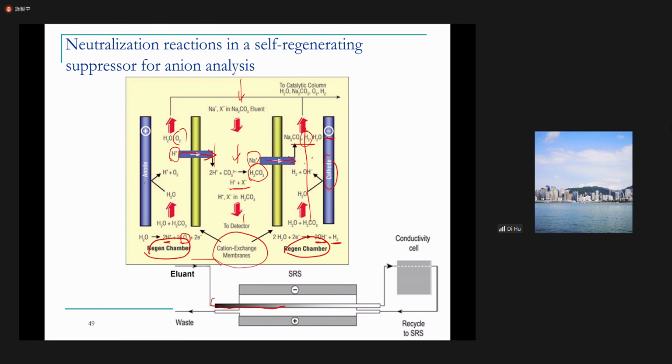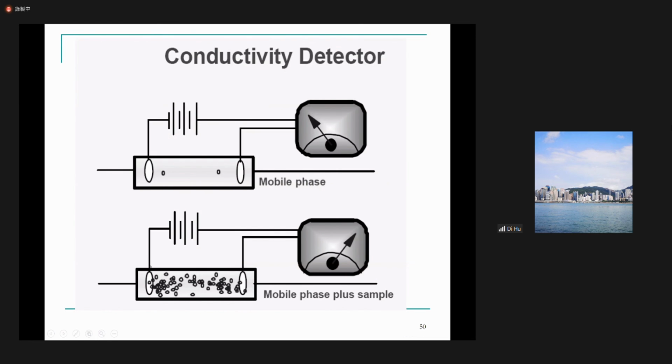So it's still safe. Once converted to the less conductive carbonic acid, it goes to the detector, and the water can basically be recycled and go on. So this is called a self-regenerating suppressor. How it works: after suppressing, the signal for the mobile phase is now very low, so when you have a sample, you have enough sensitivity to see the sample pass through.